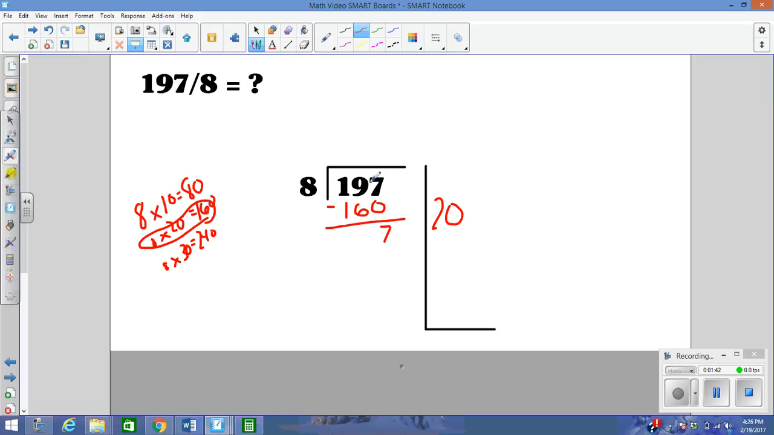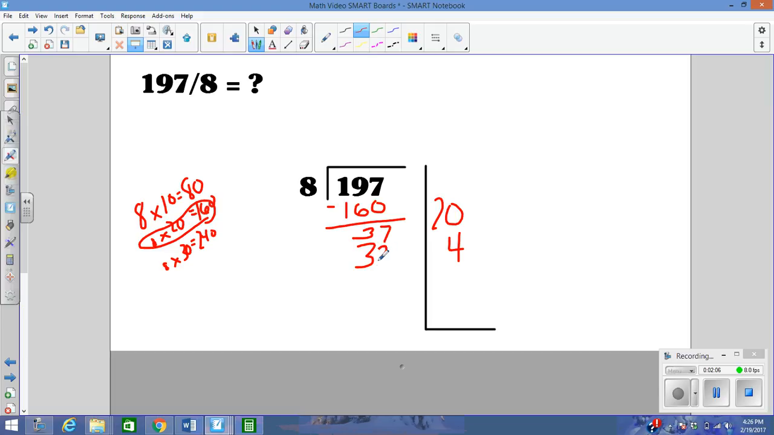I'm chipping away. 9 minus 6 is 3, and 1 minus 1 is 0. So we have 37 left. I know I cannot do 10 more. How about 5 more? Well, 8 times 5 is 40. I think 4 is as high as I can go. 8 times 4 is 32.